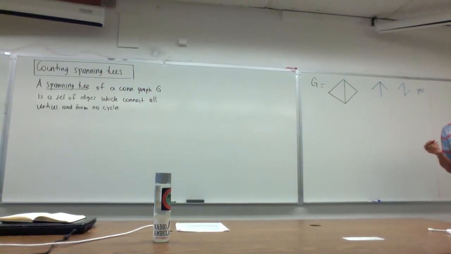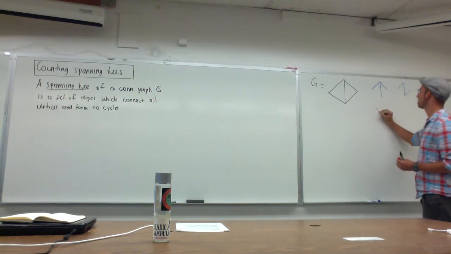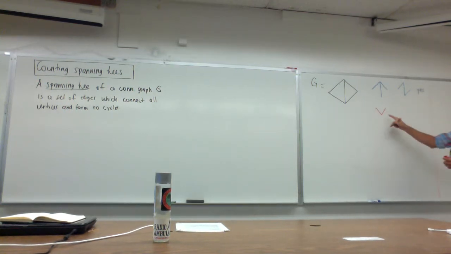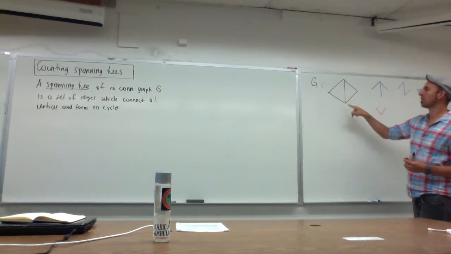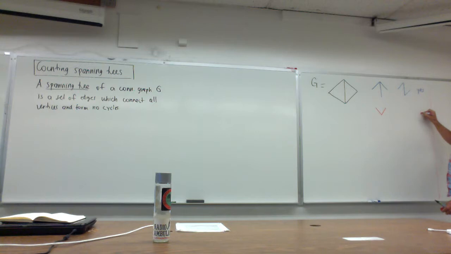There's two ways to not be a spanning tree. One is that you don't connect everybody. So, this is not a spanning tree because you don't connect the 4 vertices. You only connect these 3 to themselves, but they're separated from that one. And for example, this is also not a spanning tree because even though it connects everybody, it forms cycles.